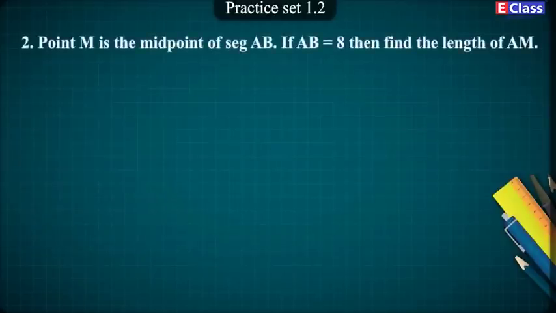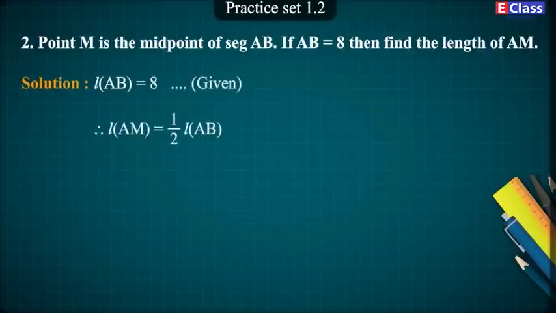2. Point M is the midpoint of segment AB. If AB is equal to 8, then find the length of AM. Solution: length of AB is equal to 8, which is given. Therefore, length of AM is equal to half the length of AB. Therefore, length of AM is equal to 1 upon 2 multiplied by 8. Answer: length of AM is equal to 4.